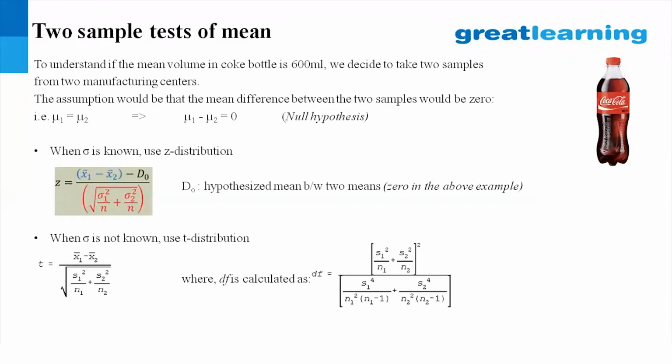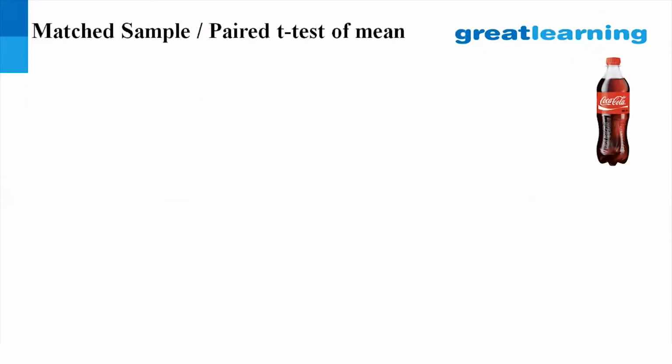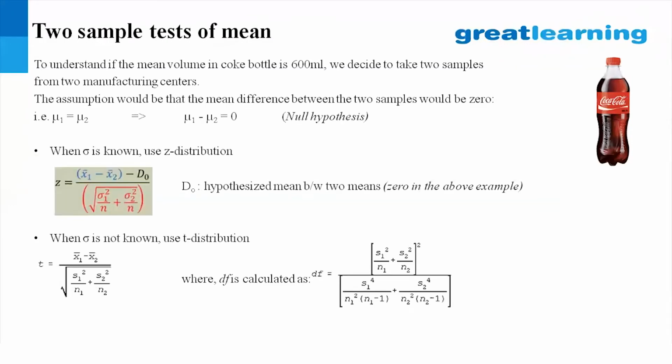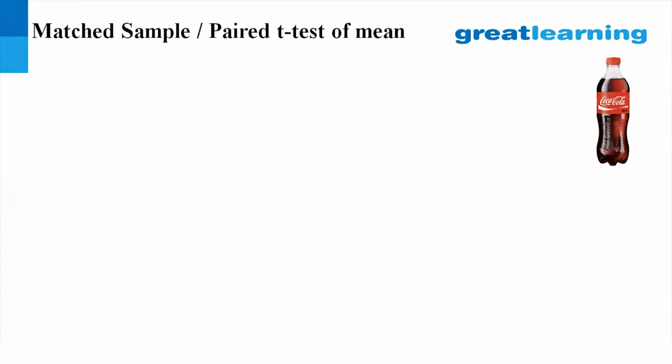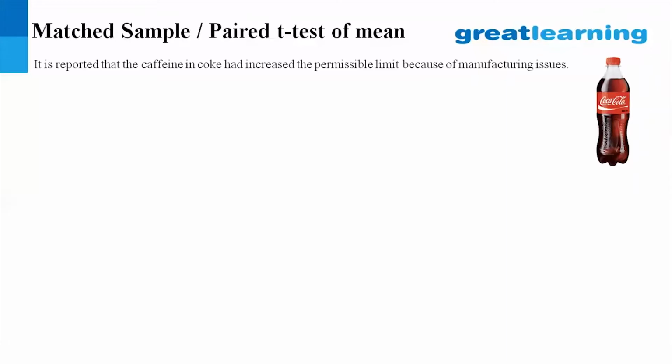Moving on to another version of the t-test which we sometimes encounter. The two samples here were taken from two different manufacturing centers. One manufacturing center located in one location, the other manufacturing center located in another location. Sometimes you also do a matched sample or paired sample test, a paired t-test. This is when, for a particular center itself, you test what the mean was before, and say you do some operation, and what the mean was after.